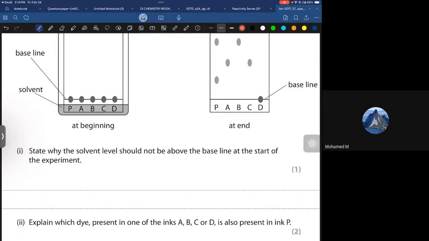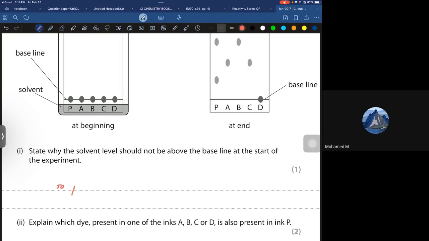Yes, they are saying the baseline at the start of the experiment. This is your solvent, and this baseline is just above the solvent. On the baseline, we have some spots of the sample. If your baseline is not above the solvent, your sample would dissolve into the solvent. If it is dissolved in a solvent, how can you separate the sample?